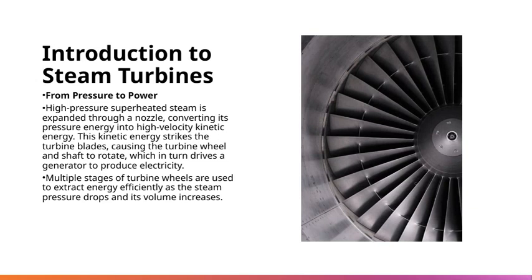Let's take a closer look at how steam turbines work, starting from pressure to power. High-pressure superheated steam is directed through a nozzle, where its pressure energy is transformed into high-velocity kinetic energy. This rapid, high-speed steam then strikes the turbine blades, and it's this impact that causes the turbine wheel and shaft to spin. As the shaft turns, it drives a generator, producing electricity.